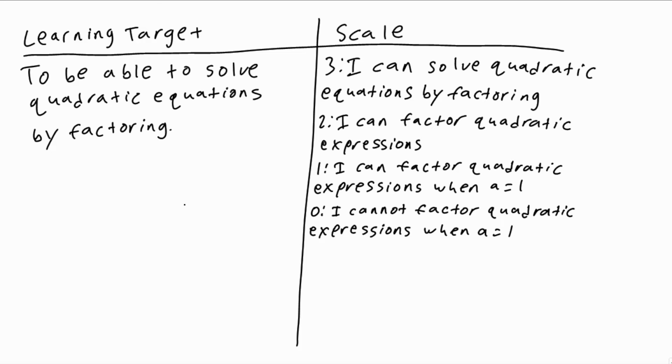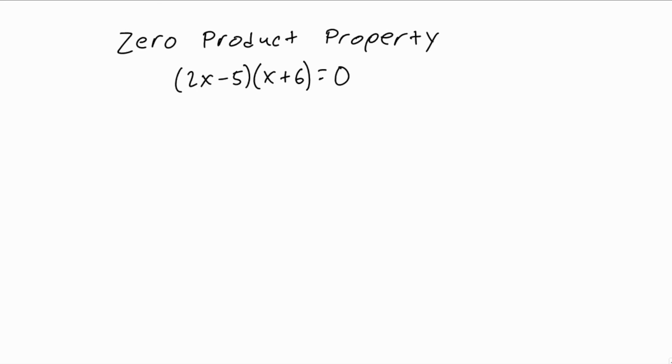Let's get started. All right, first, let's deal with an equation that's already in factored form. And we're going to use what's called the zero product property. What that means is if you have two things, in this case binomials, that are multiplying by each other and they equal 0, then one of them has to be 0. Either the first one has to be 0 or the second one has to be 0. Or maybe both of them are 0.